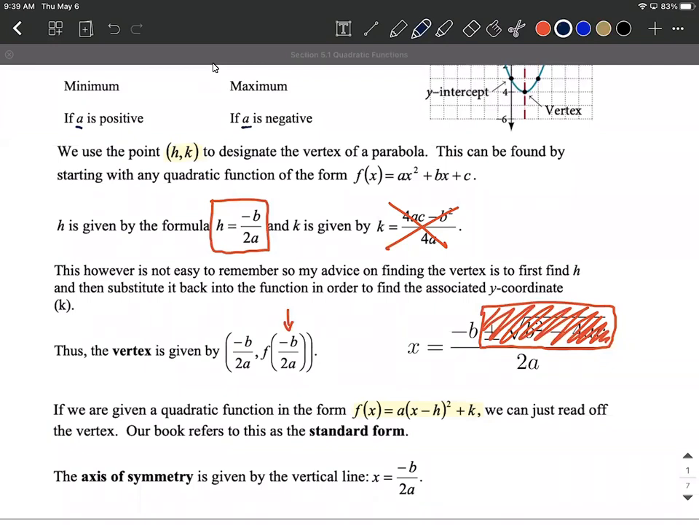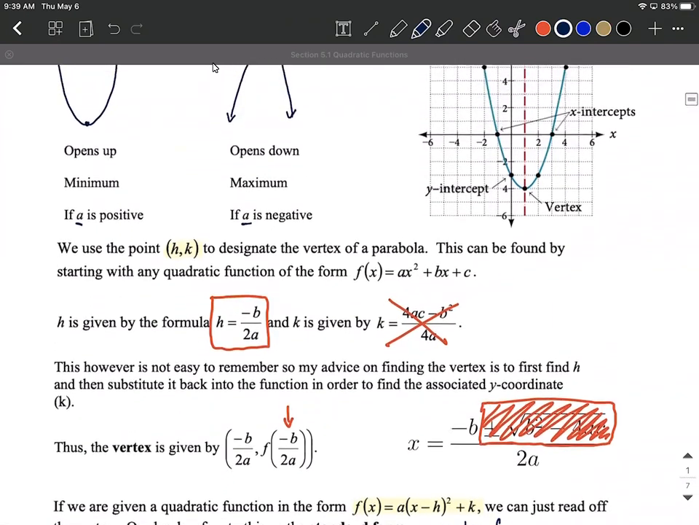All right, our book uses standard form to refer to this version. Vertex form is utilized in other books to mean the exact same thing, and it may come up on your homework as vertex form. The last thing to talk about is the axis of symmetry.